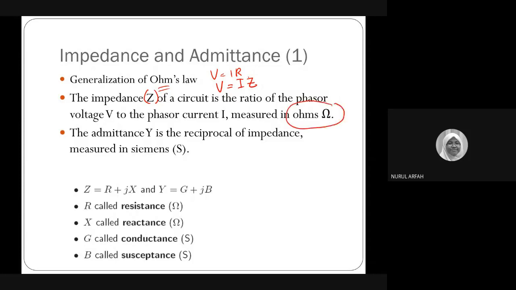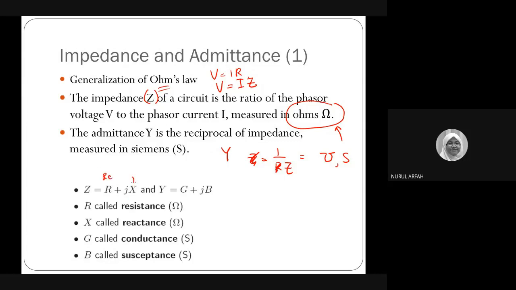But admittance is the inverse of the impedance, so it is the reciprocal of impedance. Y equals 1 over Z. Right. So the unit is mho or Siemens. Okay, these two.